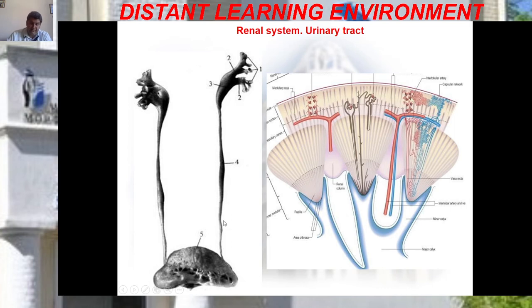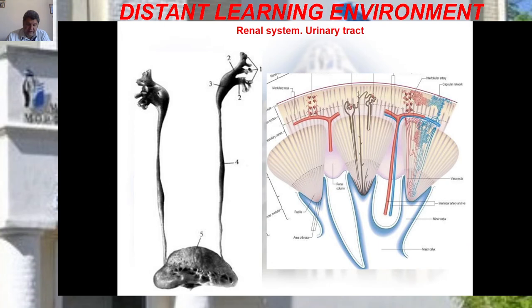The ureteral lumen is not uniform in height and has constrictions. The first constriction is near this site where the renal pelvis is continuous with the ureter. Next, the second is at the junction of the abdominal and pelvic parts here. And the third constriction is along the distance of the pelvic part in the urinary bladder.